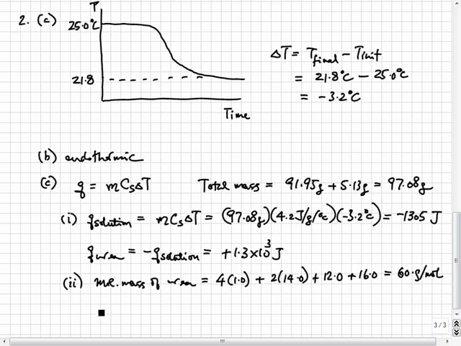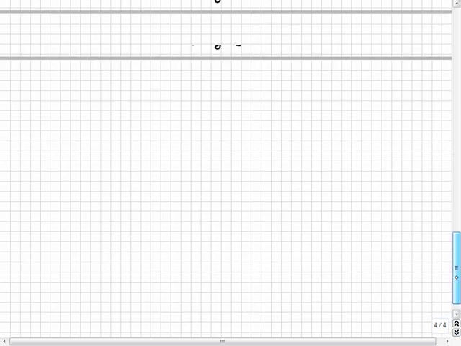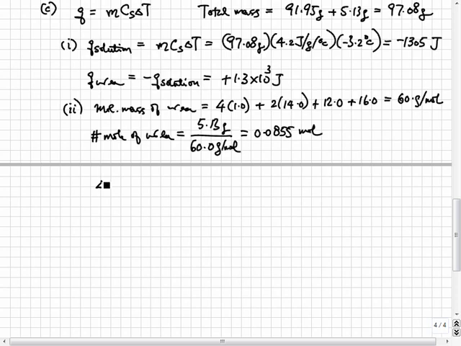The number of moles of urea is the mass divided by the molar mass. Delta H equals the heat of reaction from above divided by the number of moles, which equals 15 kilojoules per mole.